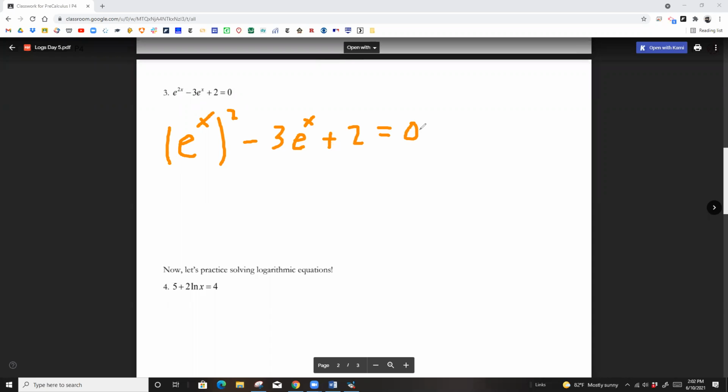The only difference is instead of having something like x squared minus 3x plus 2 equals 0, in place of x, you have e to the x. So what we could do is temporarily substitute another variable in for e to the x. And this is a cool trick that you'll learn when you get to calculus. It's called u or a substitution.